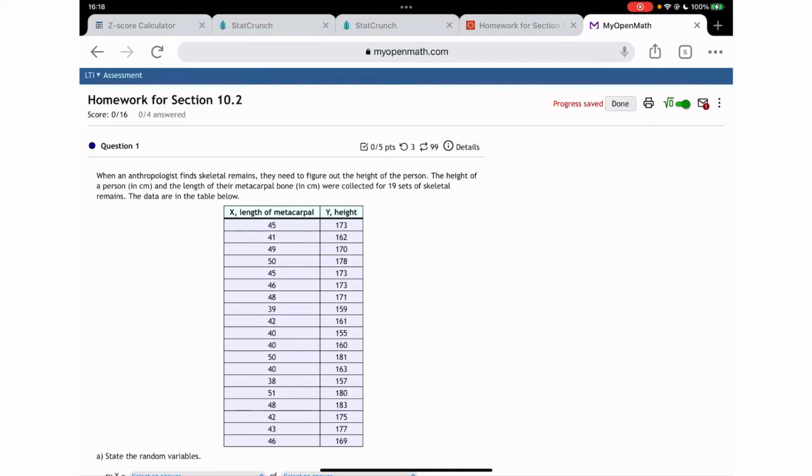Homework for section 10.2. When anthropologists find skeletal remains, they need to figure out the height of the person. The height of the person in centimeters and the length of their metacarpal bone in centimeters were collected for 19 sets of skeletal remains. The data are in the table below.